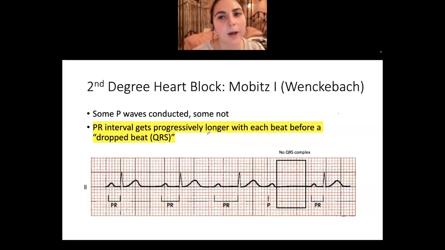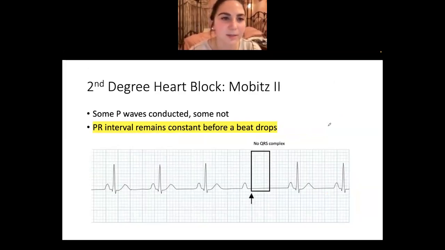But the difference between type 1 and type 2 of second degree: with Mobitz 1, the PR interval is going to get progressively longer each time before dropping a beat. So with type 1, it's giving you an indication that it's going to drop a beat. Okay, PR interval is long here, then it's longer for the next beat, then even longer for the next beat, and then the QRS complex drops. So it's like a little foreshadowing: hey, something bad's going to happen, and then it does. So it gets longer, and then it drops a QRS complex.